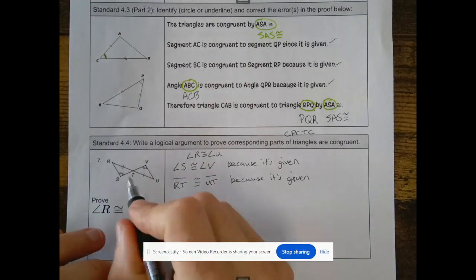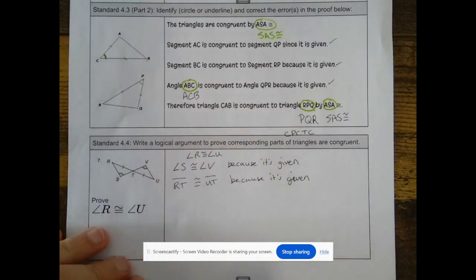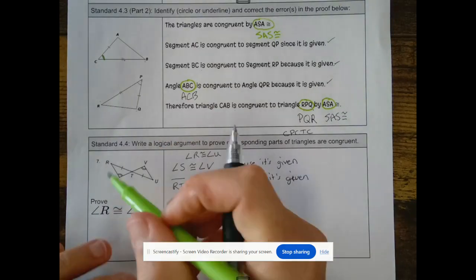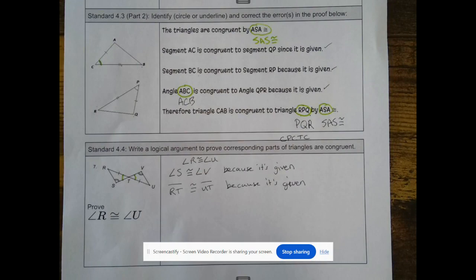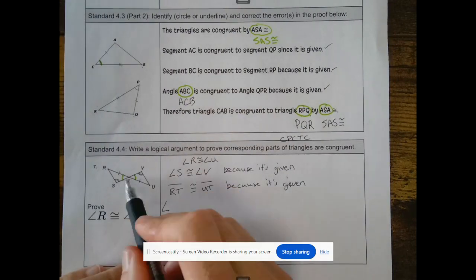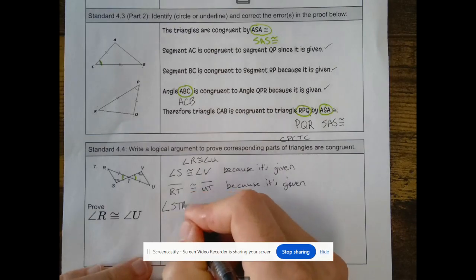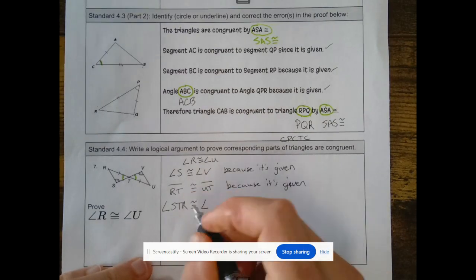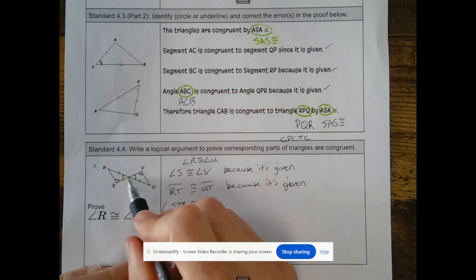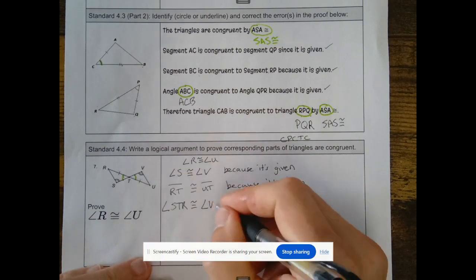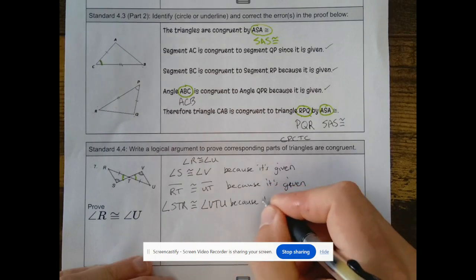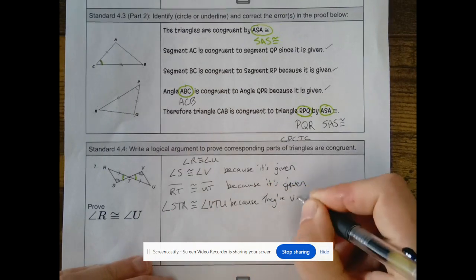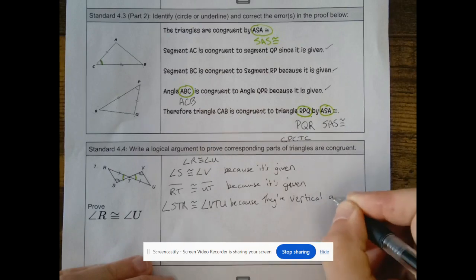Well, remember, it's a bow tie looking thing. Bow tie angles we call vertical angles. This angle right here, those two angles are congruent. Those are vertical angles. So how do we name that angle? This one on the left, let's call it STR. So angle STR is congruent to angle VTU, right? V corresponds with S, so we start in the same place. Why? Because they're vertical angles. All right, got to recognize those vertical angles.